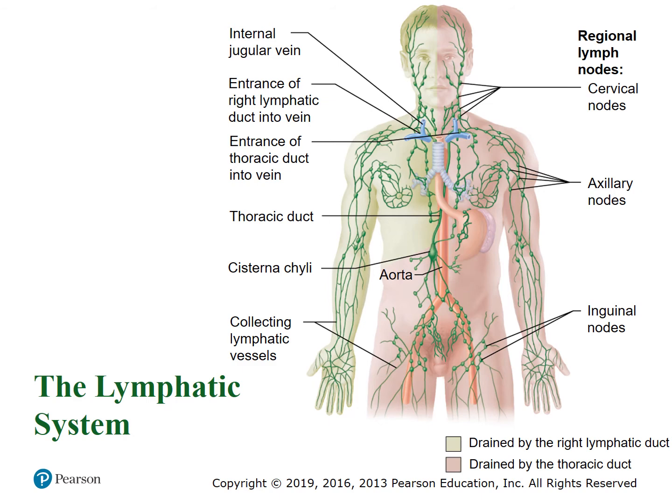But I also wanted to let you know that there are clusters of them that are close to the collecting lymphatic vessels, close to the cisterna chyli and the thoracic duct, and they're also right there at the entrance of the right lymphatic duct into its vein, and also the thoracic duct into the vein. So you've got hundreds of these nodes spread out all throughout the body.